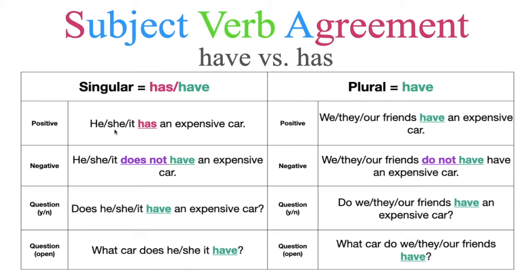Even though it's one of the first things we learn in grammar classes, it's one of the most difficult to get correct, I think. Let's look at plural, because plural is easy. When we use we, they, or our friends, we just use have. Same if it's for a negative sentence, do not have. Same if it's a yes or no question, have, or an open question, we use have. So when we use plural verbs, we, they, or are, we're just looking at have only.